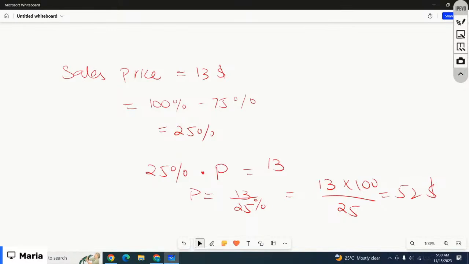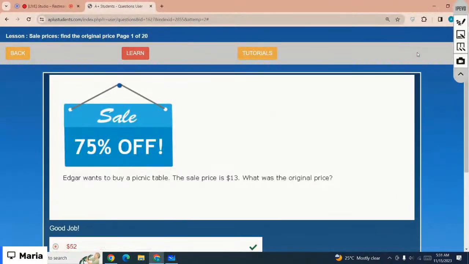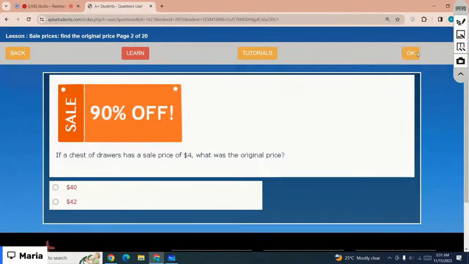Got it? The correct option is $52. Okay, if a chest of drawers has a sale price of $4, what was the original price? Okay, on the sale, the chest of drawers is at $4, right? But that was on 90% sale. You have to calculate the original value, right?